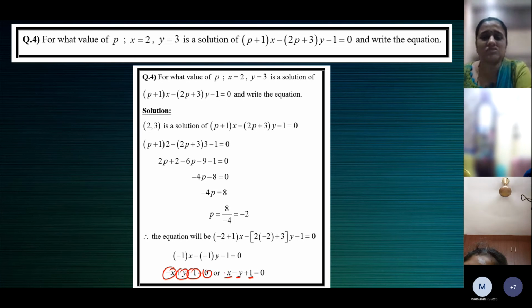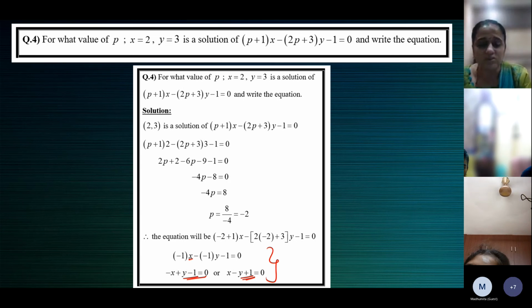So 0 does not carry any sign. But supposing if there was a 5, then you must write minus 5. Or if it was minus 5, you should write plus 5. You must change the signs in both the LHS and the RHS. You can leave it like this, or you can also write it like this. Do we understand this part?